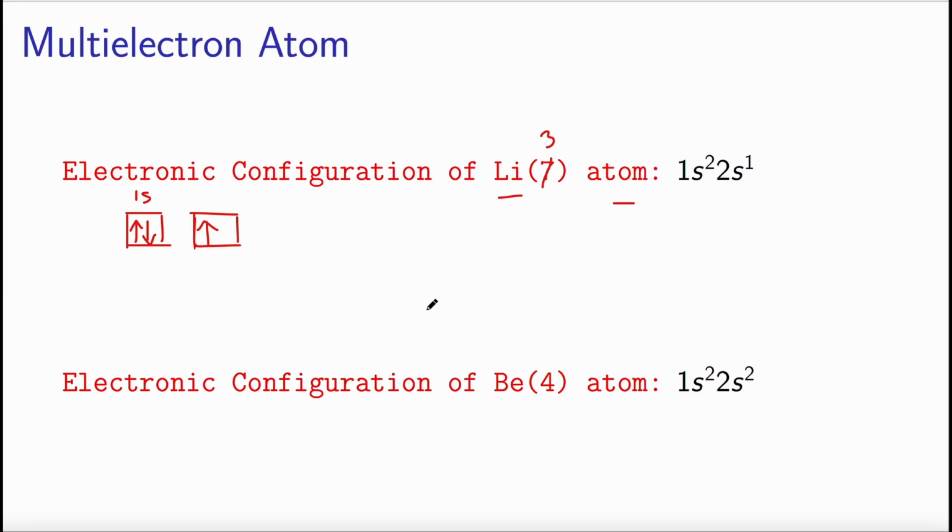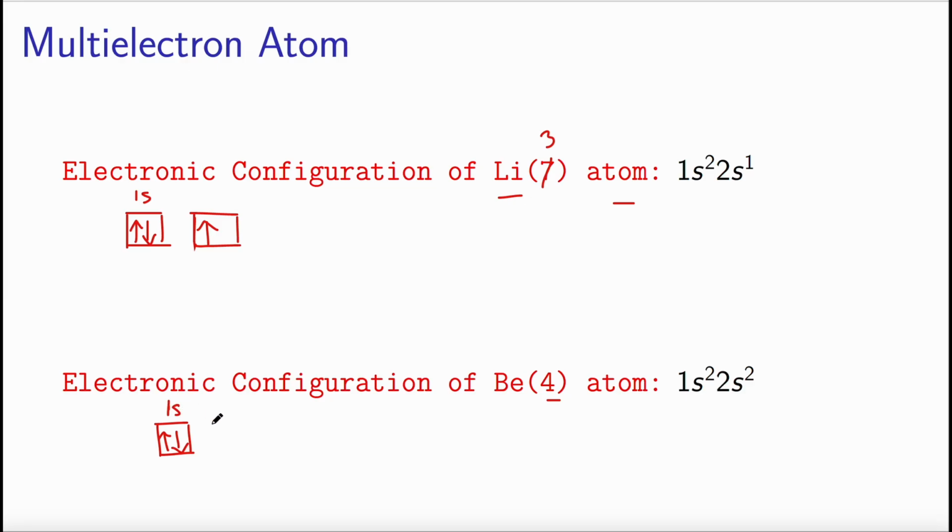Next we have beryllium. For beryllium we have 4 electrons. So the ground state configuration will be, it's easy to see, 1s2 2s2. Here we have 2 electrons. This is the 1s orbital, so the 1s orbital will have one up and one down.